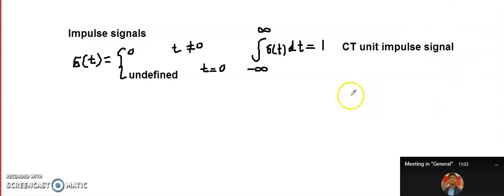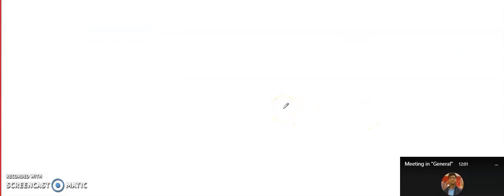If we draw it, this is the time axis t, and it is drawn like this. Its value is undefined, so we cannot write its amplitude here, but with an arrow we can show that its value is very high and width is very small at t equal to 0. Okay, this is what we call continuous time unit impulse signal.